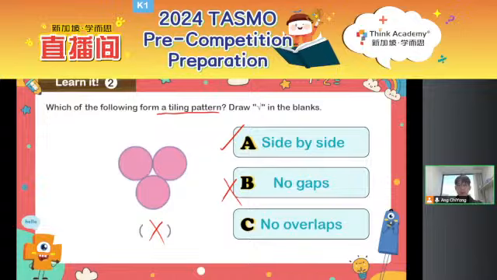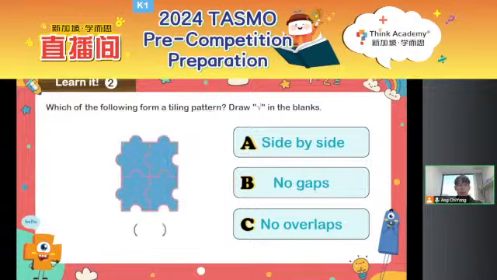Okay, now the next example here. Now we have puzzle pieces. Is this a tiling pattern? Let's check quickly. Side by side, yes. Any gaps? No gaps. Tick. Any overlaps? No, they're all puzzle pieces. So this is a tick. So this is a checklist here.